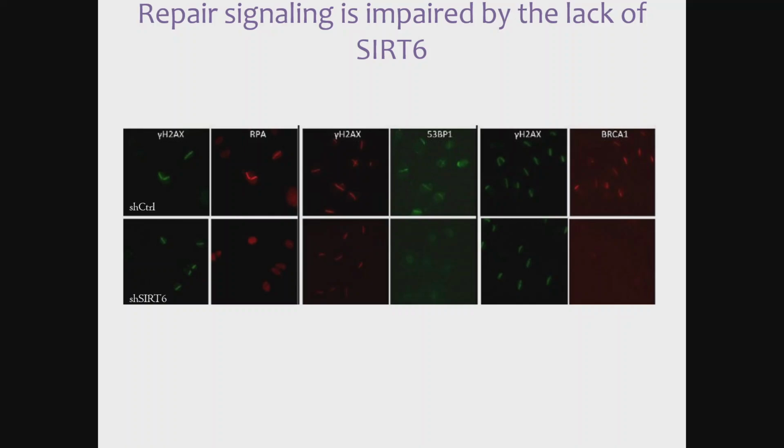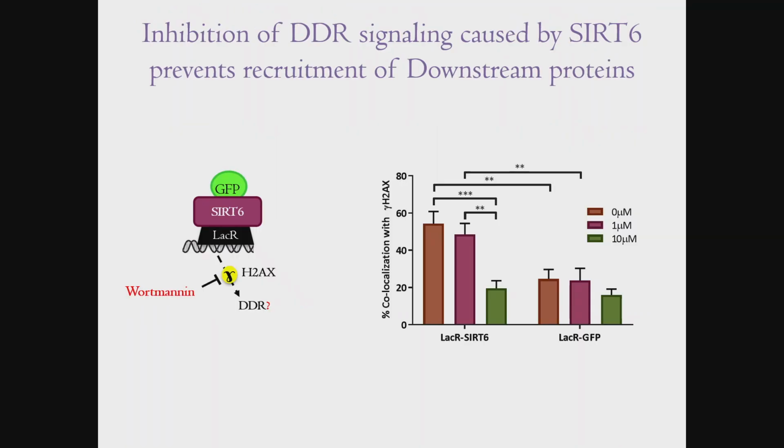But then you do immunofluorescence, and we can see that control cells have gamma H2AX and RPA, that is the single-strand binding protein, and 53BP1 and BRCA1. I think the resolution is very bad with the red and green. But if we don't have SIR6, we lose the capacity to recruit these proteins to the sites of damage. So we don't activate the full response if we don't have SIR6. And we don't activate the full response in both pathways, homologous recombination and non-homologous end joining. So we are impairing things from the very top and affecting all the repair.